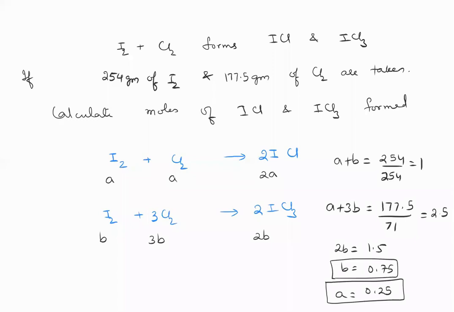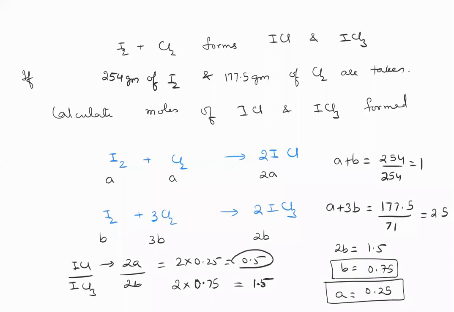So moles of ICl and ICl3. How many moles of ICl formed? 2A. How many moles of ICl3? 2B. So this is 2 into 0.25, 0.5 moles. This is 2 into 0.75, 1.5 moles. That's it, I didn't ask for the ratio, I asked for them individually. So 0.5 moles and 1.5 moles. That's it. This is your parallel reaction. So we've done mixture questions. We've done sequential questions. We've done parallel reactions.